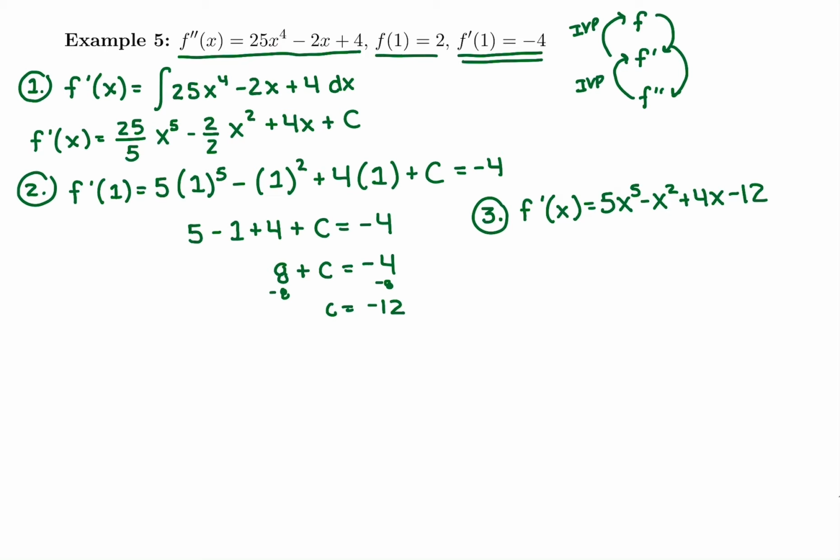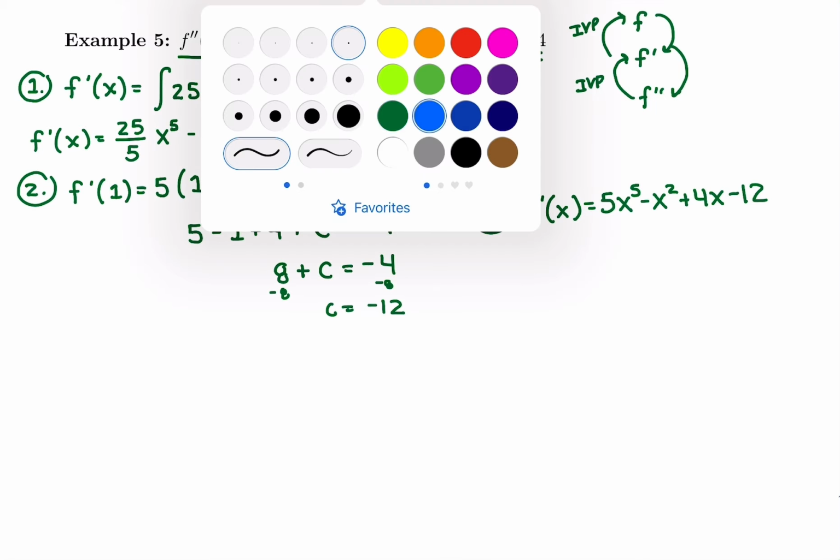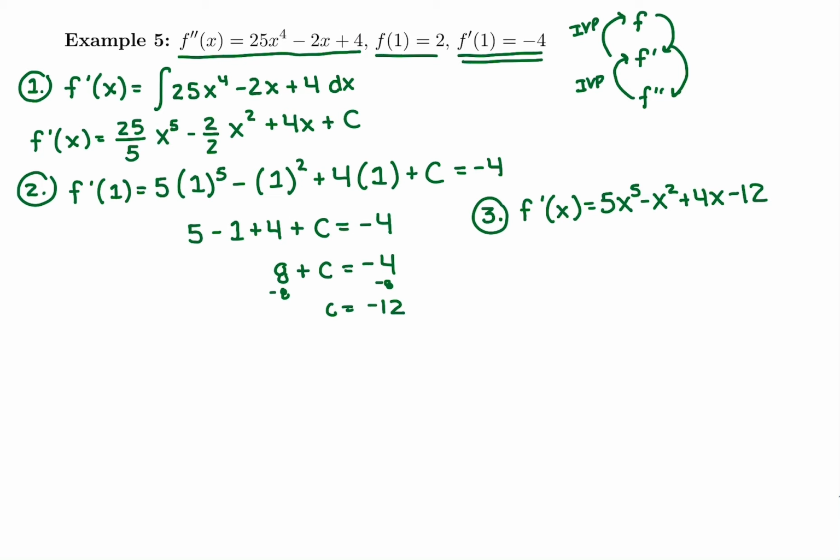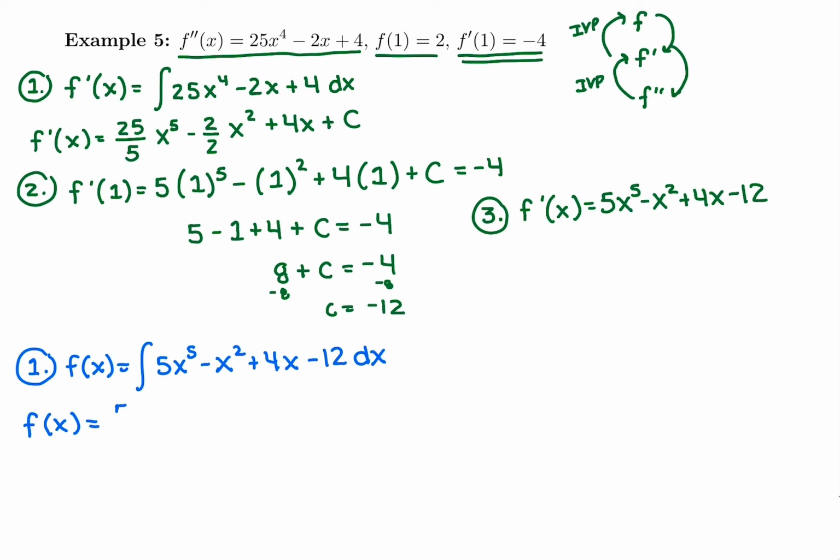There's my first initial value problem. We just went from the second derivative back to the first derivative. And now I'm going to repeat those same steps to get from the first derivative to the original function. So that first step, f of x is going to be the antiderivative of f prime. So 5x to the 5th minus x squared plus 4x minus 12 dx. I'm going to shift this down a tiny bit. So we're going to take the antiderivative of the whole function here. And the antiderivative of f prime is called f of x. So now we're on the original function.